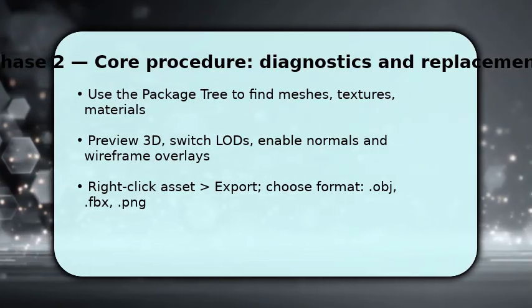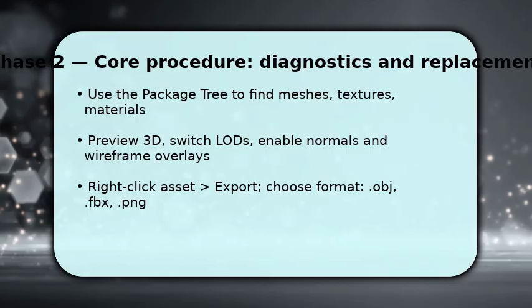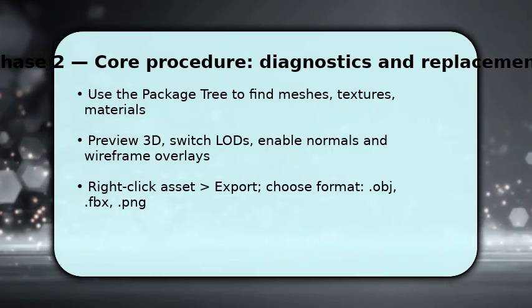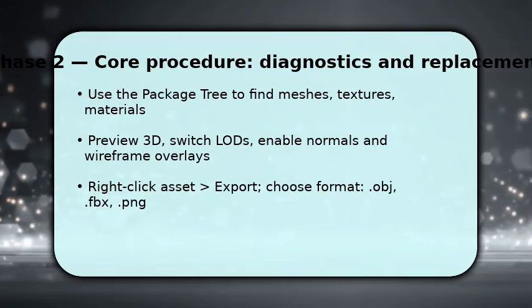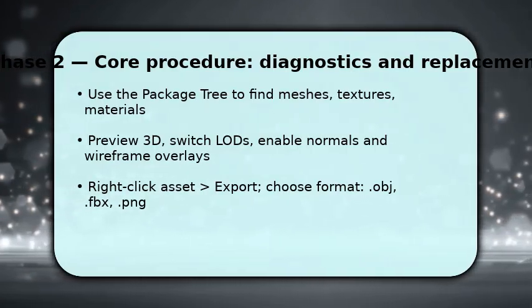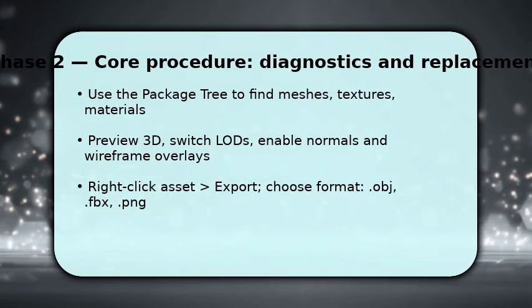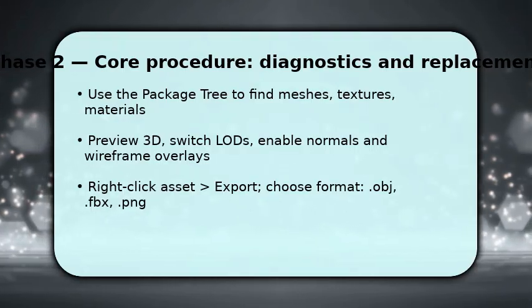When ready, right-click the asset and choose Export. Pick OBJ or FBX for models, PNG or TGA for textures. Make sure to set export options for scale and tangents. This preserves orientation and material information for downstream tools.